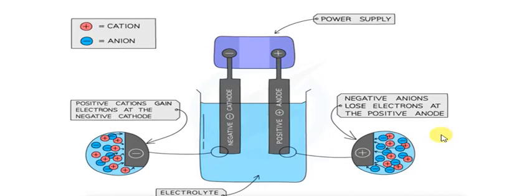What happens over here might be very interesting. These negative ions lose electrons at the positive anode and are discharged. In the very same way, the cations are attracted towards the negative cathode and gain electrons and are discharged. By discharge, I mean that they are converted into their constituent elements from their ionic states.